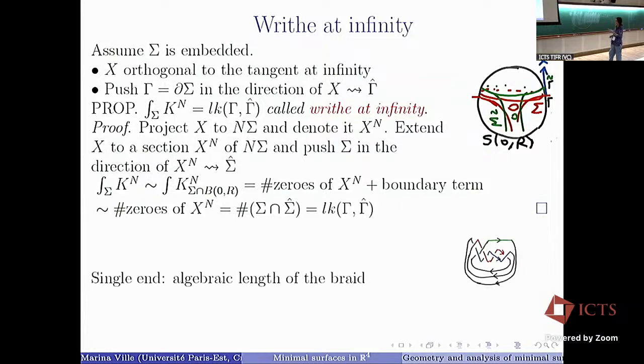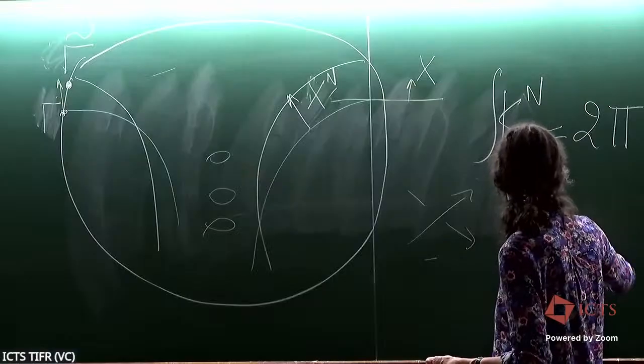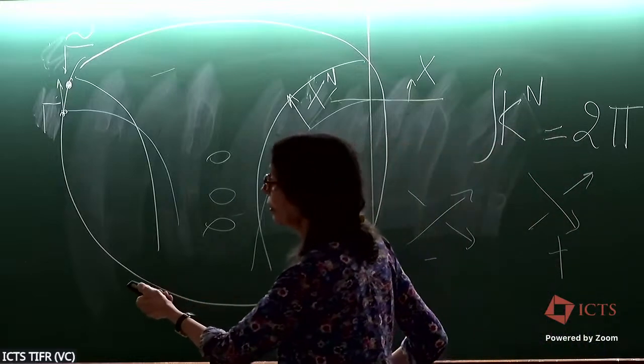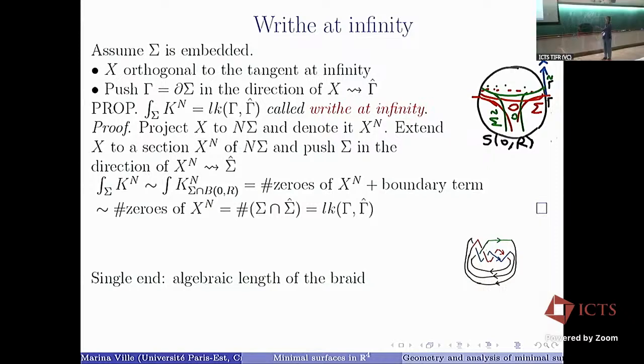So when you have a single end, remember I said we can draw the knot at infinity as a braid, and so it turns out that it's what we call the algebraic length of the braid. You see, you have a braid, and you have the intersection points, and you give them a sign. This point we give a negative sign, and this point would be positive, and so we count the number of intersection points of this braid, and that gives us also the writhe at infinity.